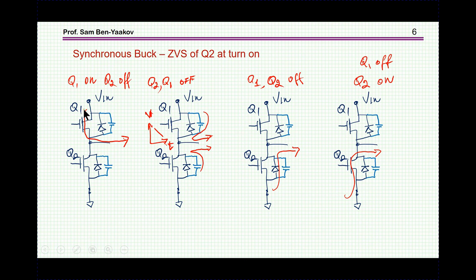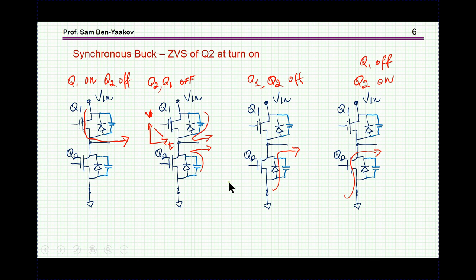I'm starting here with the situation in which Q1 is on, Q2 is off, so current is flowing this way. Now I'm turning off Q1, and of course Q2 is still off to prevent this shoot through. In this case, the current of the inductor is pulling current from these two capacitors. These are the parasitic capacitances at the output of the transistors. Consequently, the voltage will drop. This voltage here will start dropping down. Eventually, it'll reach zero, and then the diode will start to conduct.